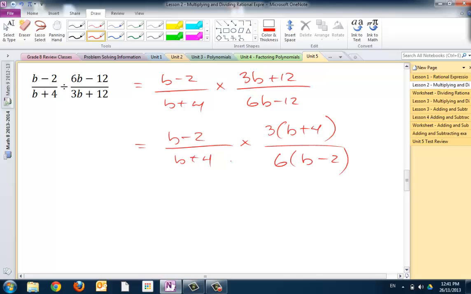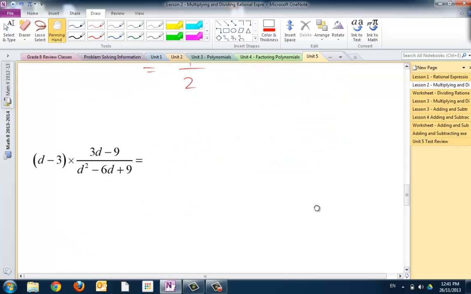All right. So now I can cancel out whole binomials and entire binomials there. And heck, I can even cancel a 3 into there, and I am left with 1 over 2. All right, so, similar process. I'm dividing, so I take the inverse and multiply, factor, simplify.